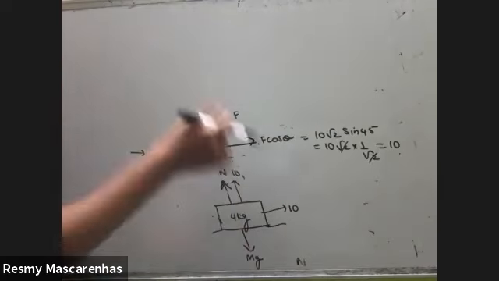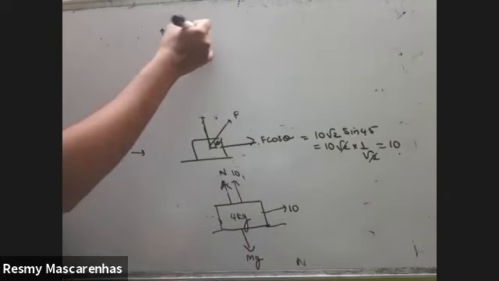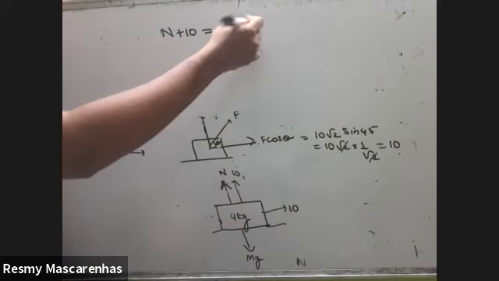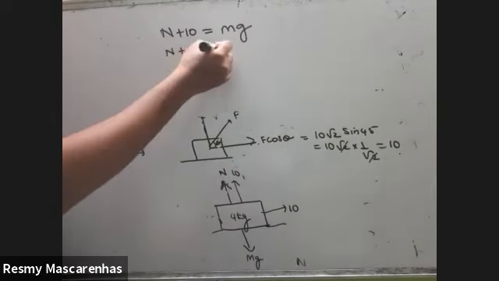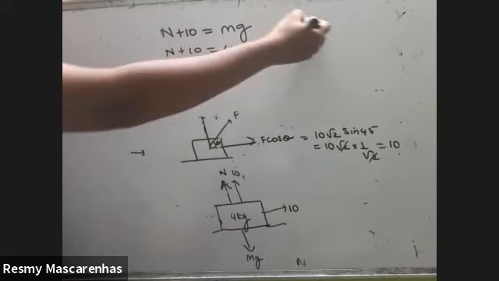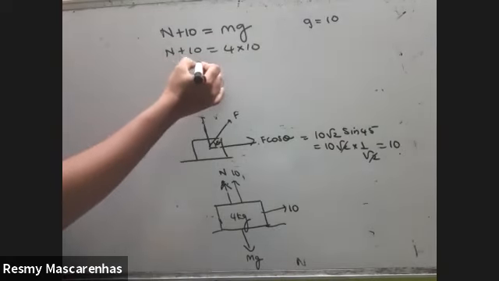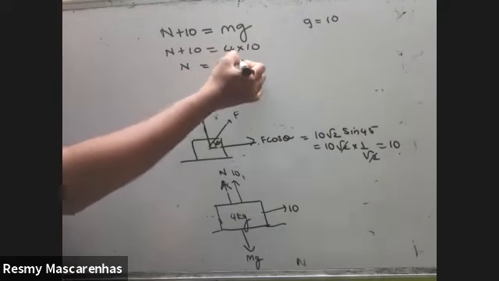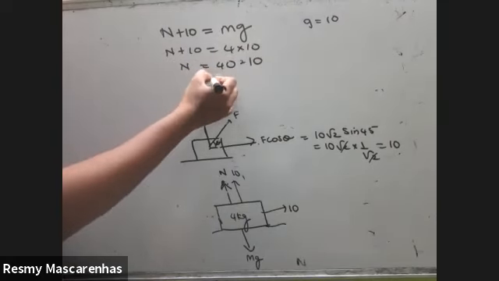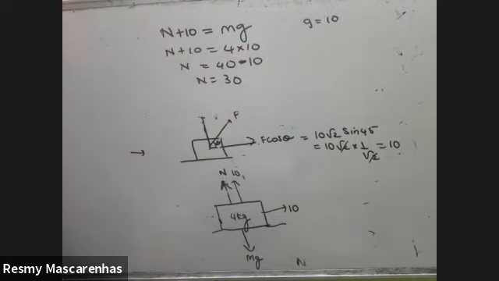So now n plus 10 is equal to mg. N plus 10 would give me 4 into 10, considering gravity as 10. N would be 40 minus 10, n is 30. We got n, that is the first part. Then we have to calculate friction, f of k.